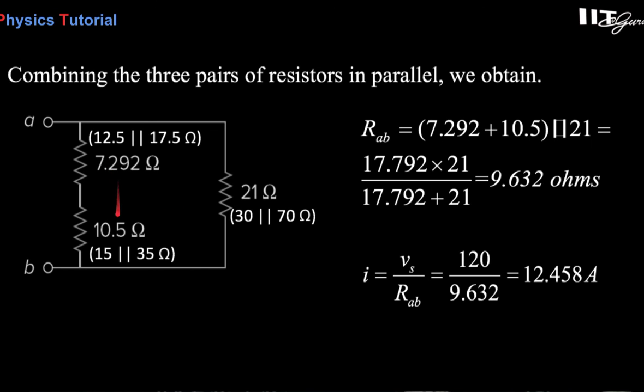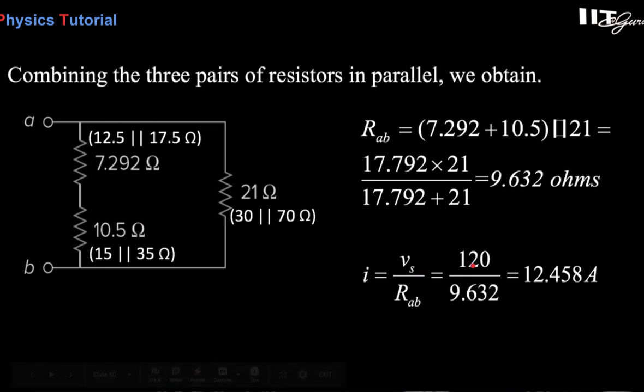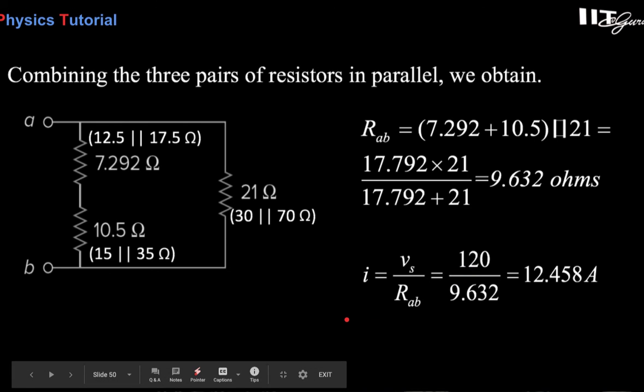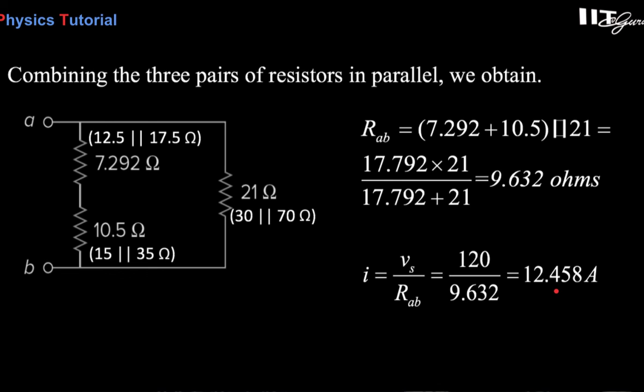Now this 7.92 and 10.5, which is the equivalent of these two in parallel, will become a series combination. So this converts to series, and when you add this with the parallel 21 ohm, you will find 9.632 ohm. In this way, we can find the current through A and B. As the voltage given was 120 and the equivalent resistance is 9.632, solving we will find 12.458 ampere current.